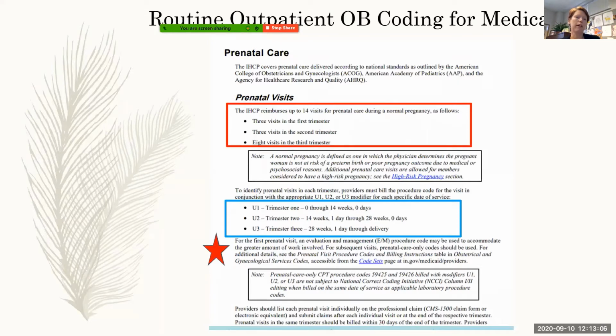One thing that I learned when reviewing all of this and putting this together is that very first prenatal visit, or what we call the new OB visit, sorry, I'm getting a little bit of an echo. I'm going to mute everyone here.